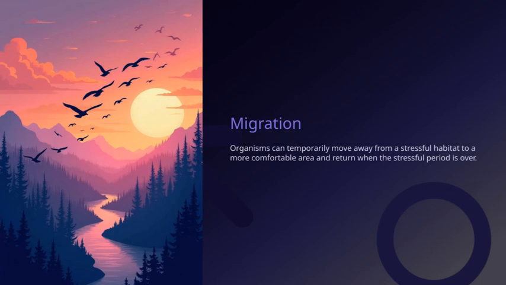Now, let's talk about migration. Organisms have this fascinating ability to temporarily move away from a stressful habitat to a more comfortable area. This kind of movement allows them to escape unfavorable conditions, whether it's extreme weather, scarcity of food, or other threats. The key point here is that migration isn't permanent. It's a strategic, often seasonal, response. Once the stressful period is over, these organisms can return to their original habitat. This behavior is a great example of how animals adapt and survive in changing environments, which ties into the larger theme of understanding how species cope with stress and ensure their survival.